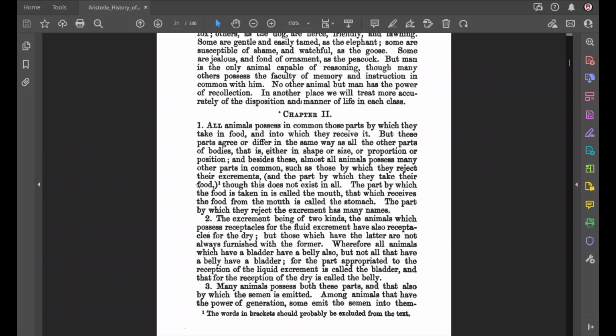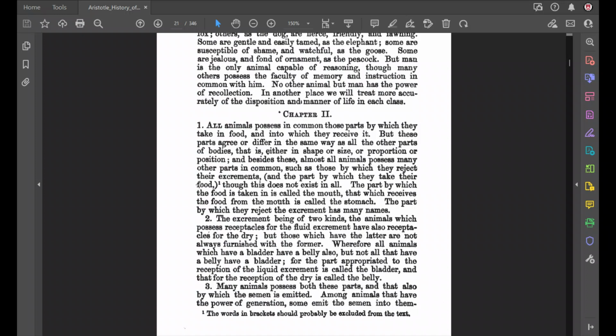All animals which have a bladder have a belly also, but not all that have a belly have a bladder. For the part appropriated to the reception of liquid excrement is called the bladder, and that for the reception of the dry is called the belly. So it's important for us to see that the part of our body where we would say food waste goes, Aristotle just refers to that as the belly, right? He refers to the stomach as the place where our food goes after we eat it.